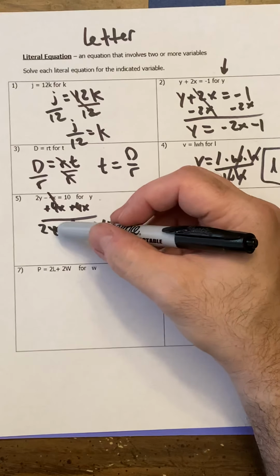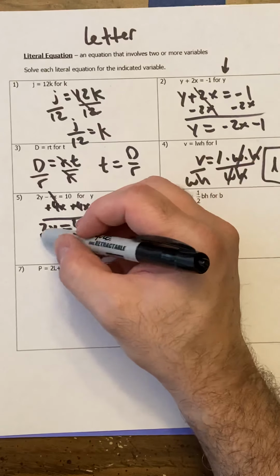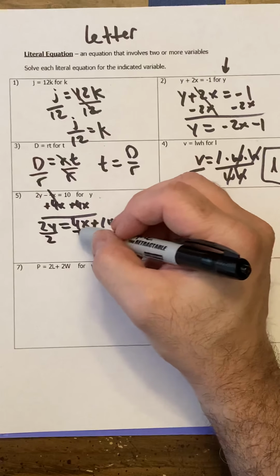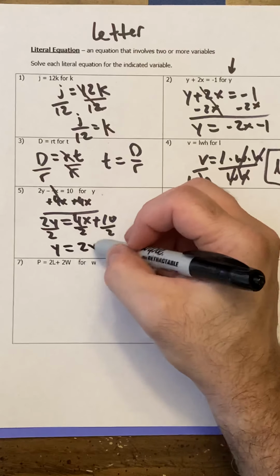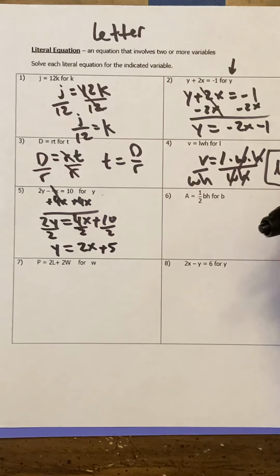But we still don't have y by itself because there's a 2 in front of it, so you're going to divide everything by 2. I like to divide every term by 2, and we wind up getting y equals 2x plus 5. Okay?